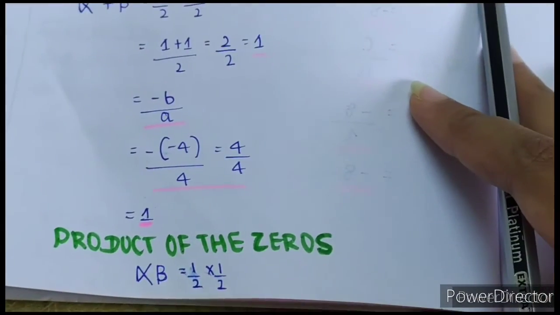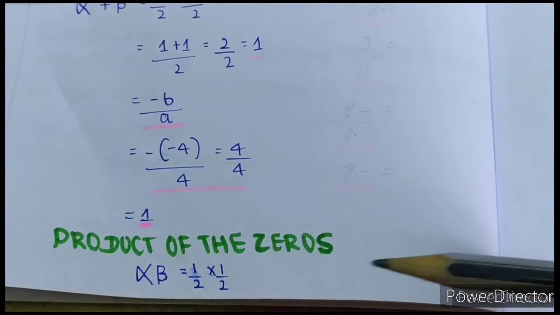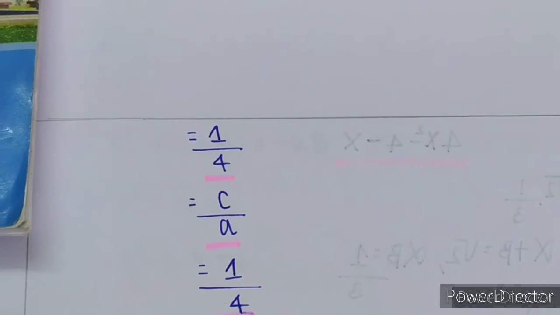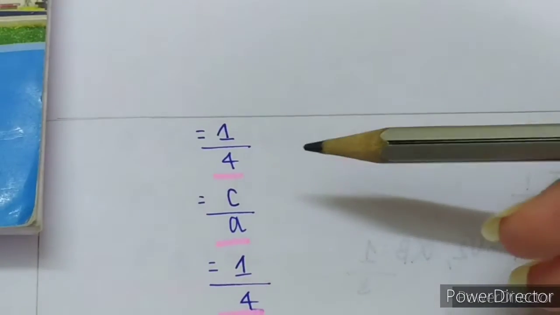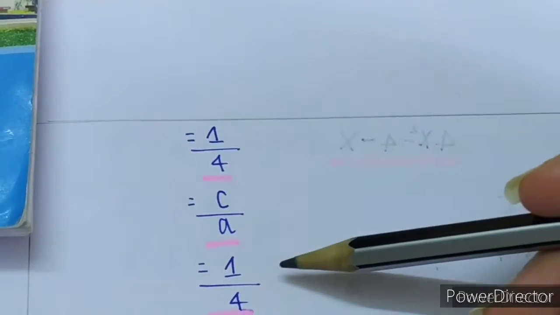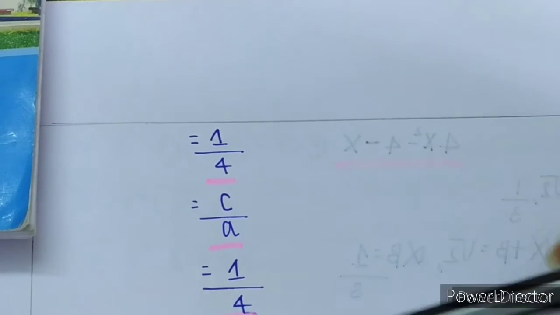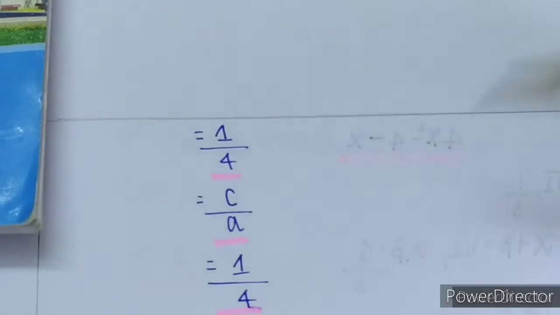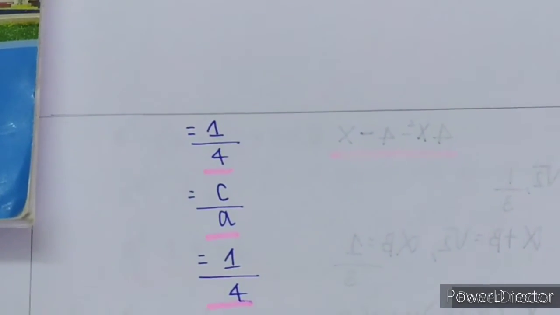So here now product of the zeros, alpha beta. Alpha beta is equal to 1 by 2 into 1 by 2, which is equal to 1 by 4. And also product of the zeros, alpha beta is equal to c by a. C by a is also equal to 1 by 4. So again we have verified the relationship between the zeros and the coefficients. I hope the subdivision is clear to you.